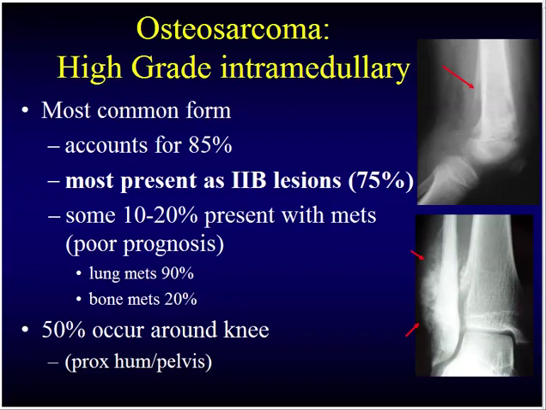If they show up and they've already got metastatic disease, it usually goes to lung, sometimes to bone, and about 50% of these occur around the knee. Other common places are proximal humerus and the pelvis.